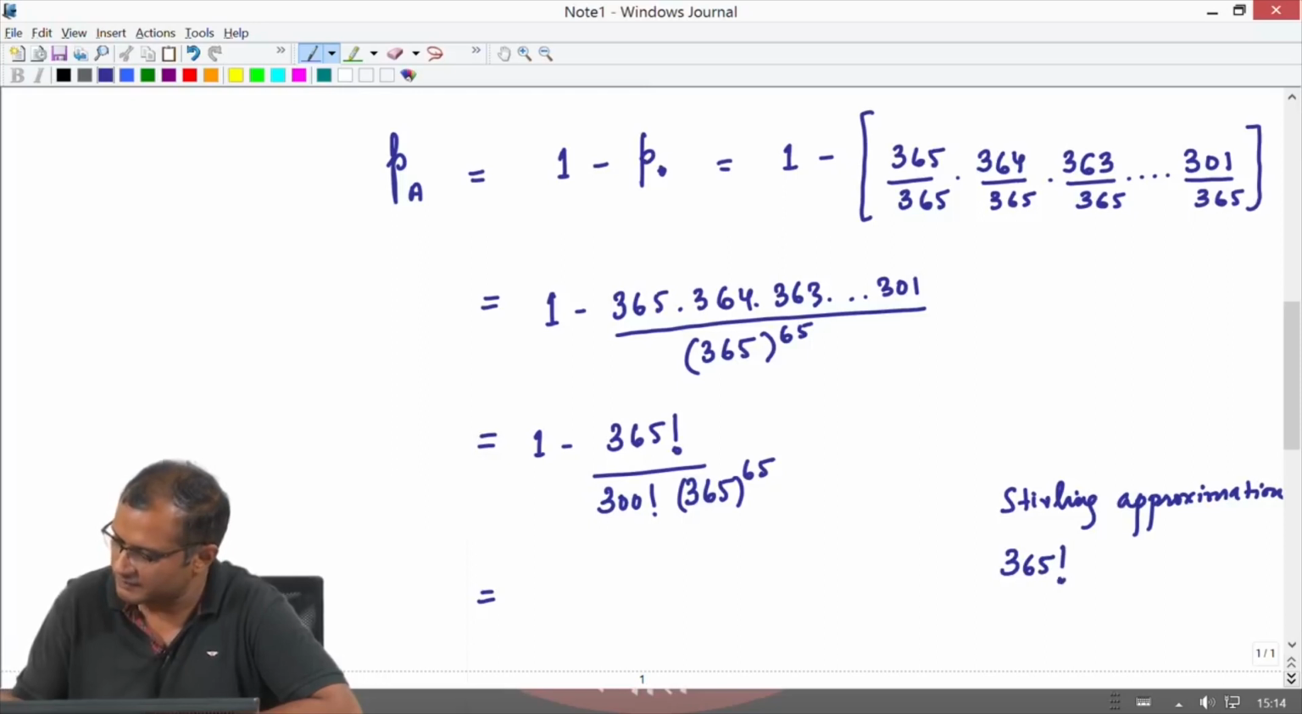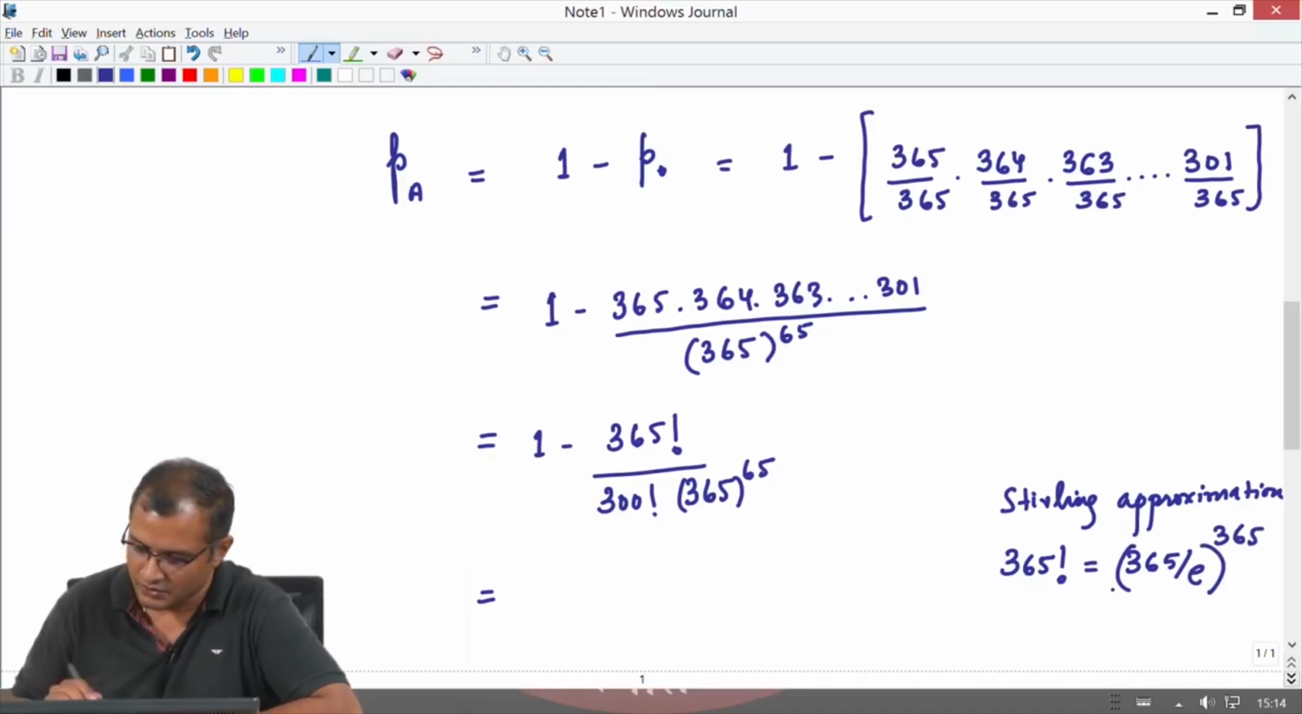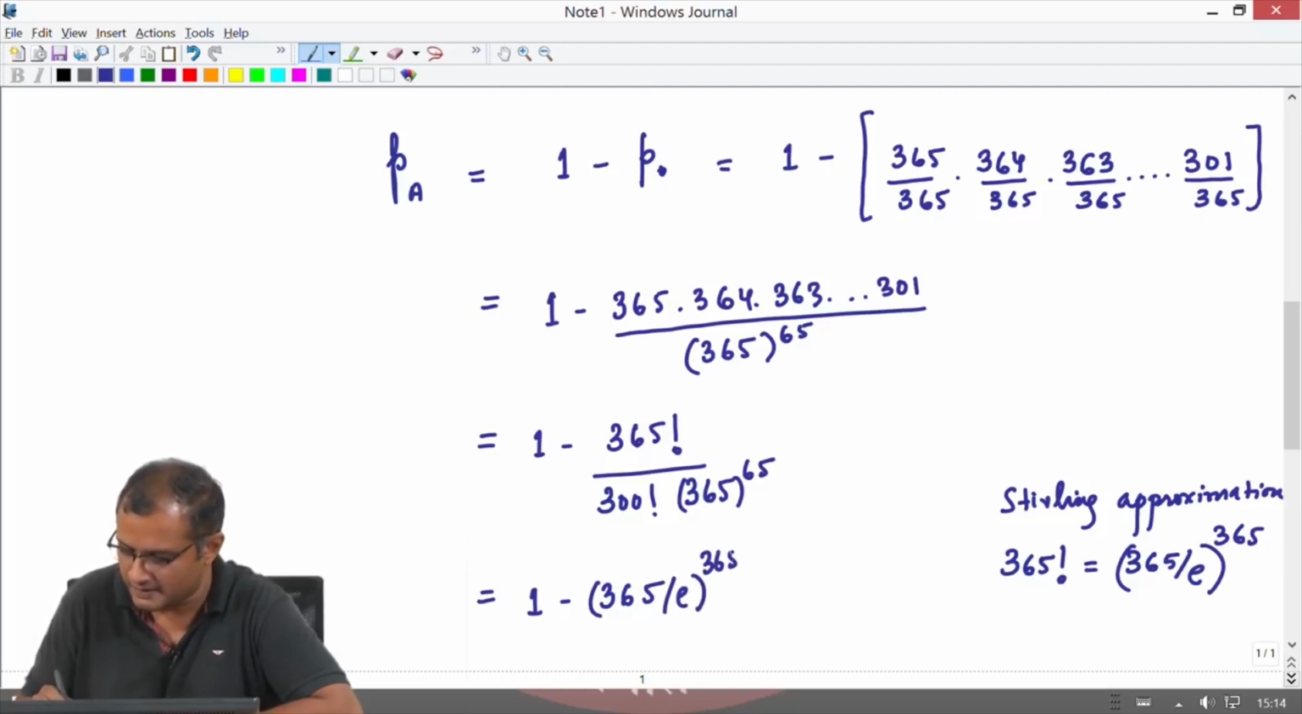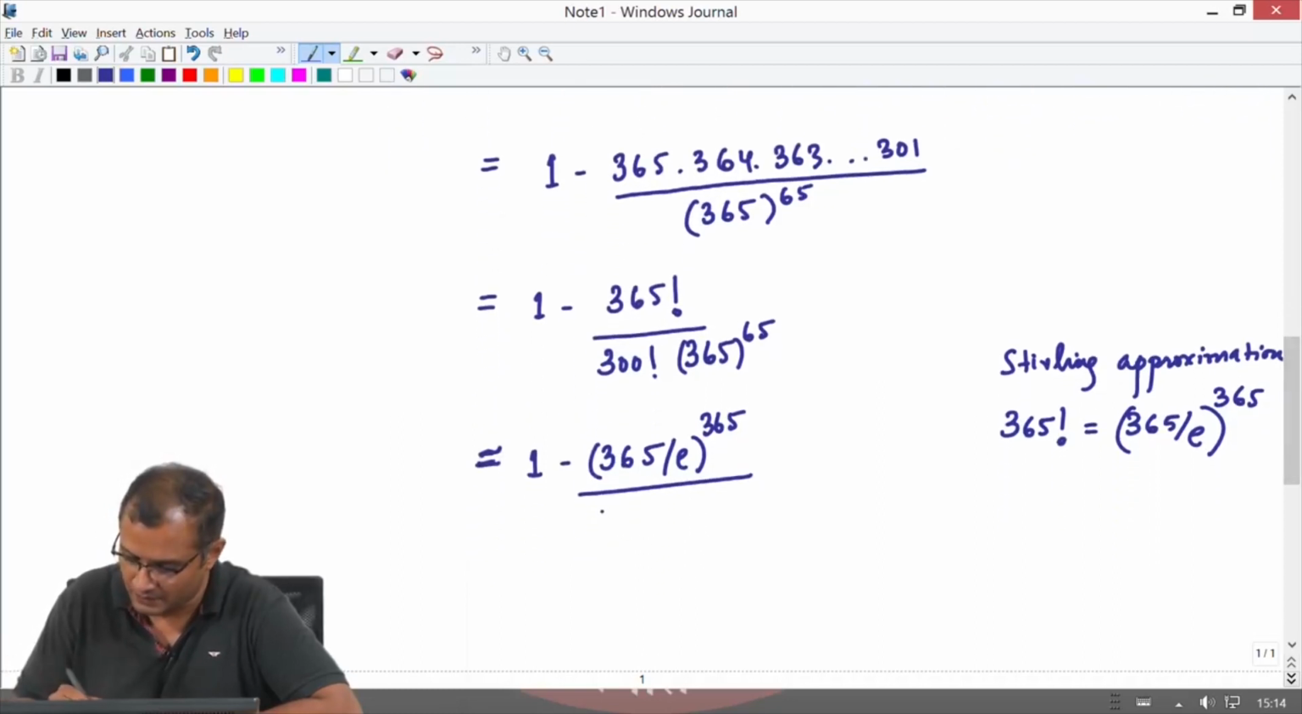Because this is a large number, for large n, n factorial can be written as (n/e)^n. Okay. So, I can write this as 1 minus (365/e)^365, now of course, I have to write a nearly equal sign here because I have used the Stirling approximation, over (300/e)^300 into 365 to the power 65.